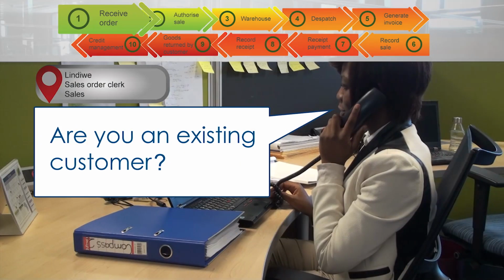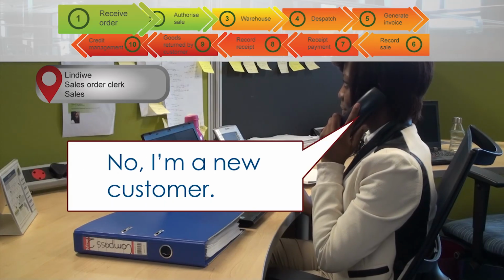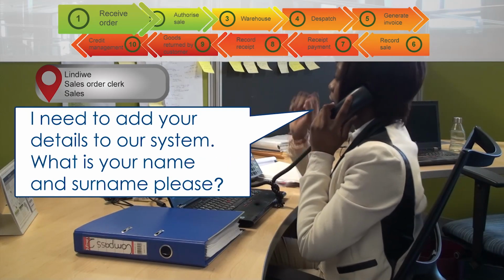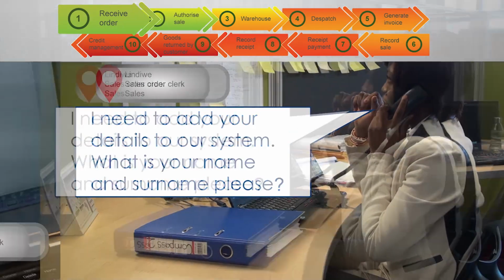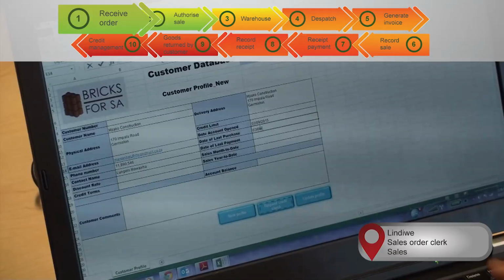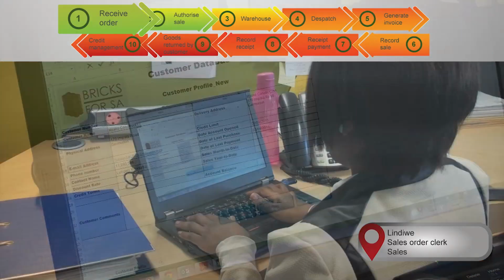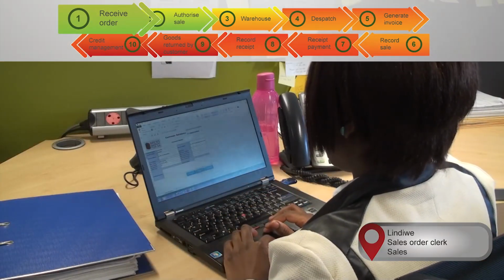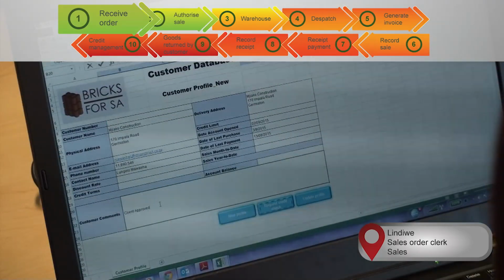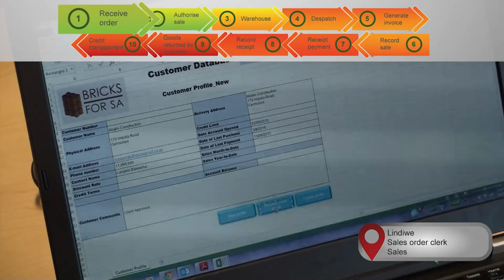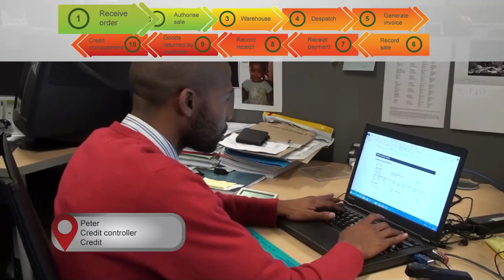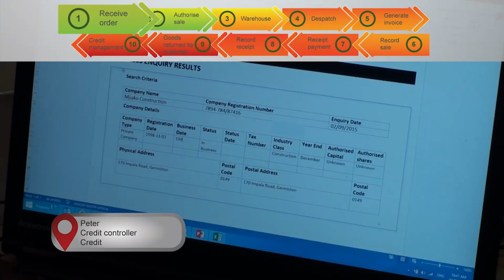Lindiwe checks if the customer is an existing or new customer. With a new customer wanting to buy goods, Lindiwe has a few extra steps to follow before she can continue with the order. Lindiwe asks the customer for their details in order to create a customer profile. She then asks the credit department to run a credit check to ensure the customer will be able to pay for the purchase. A credit controller, Peter, in the credit department assesses the customer's credit worthiness by confirming their credit records with a credit bureau.